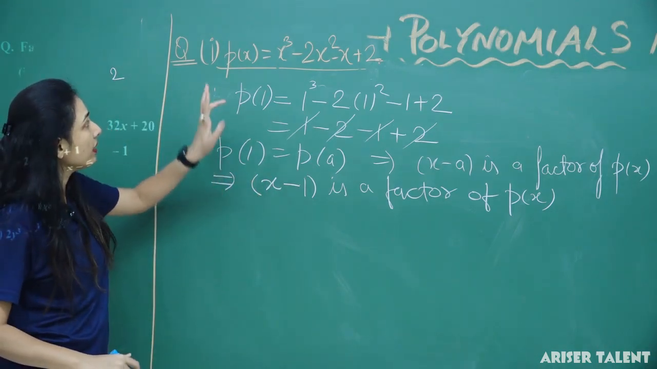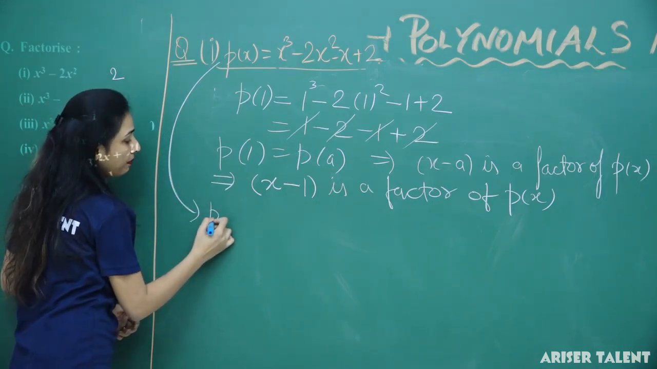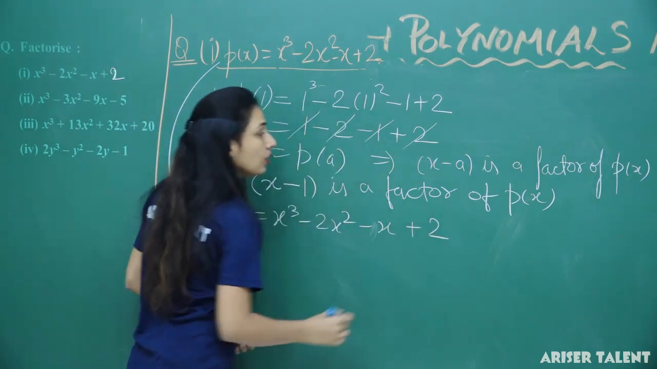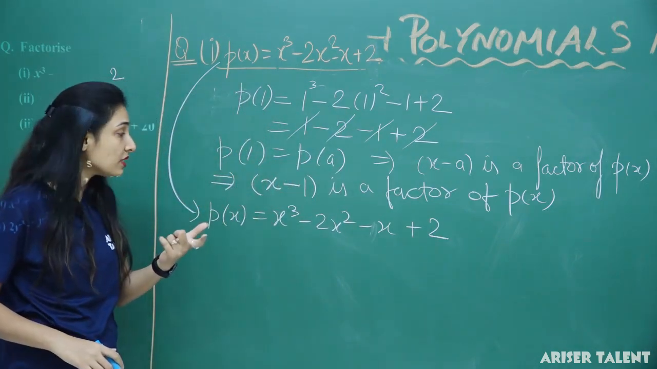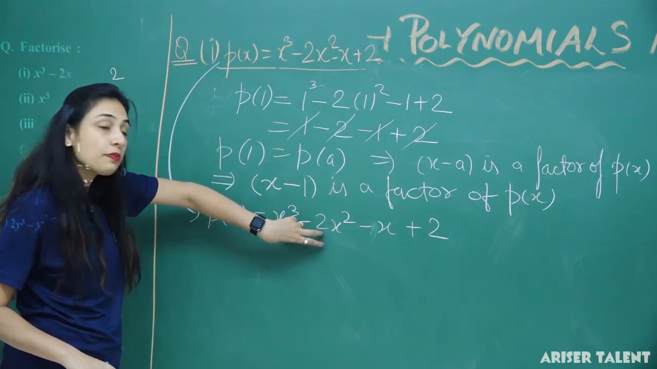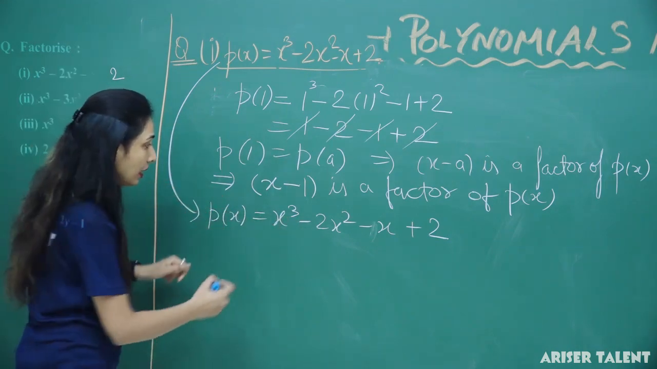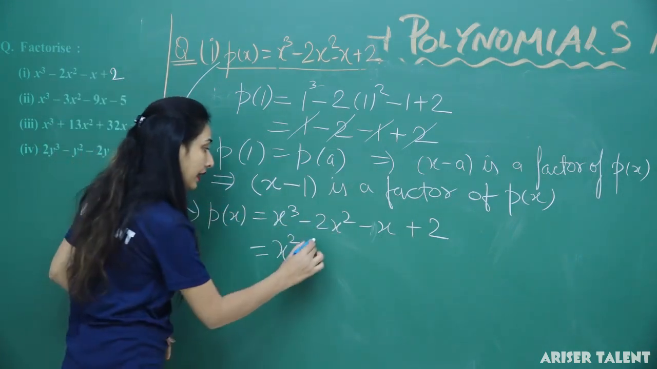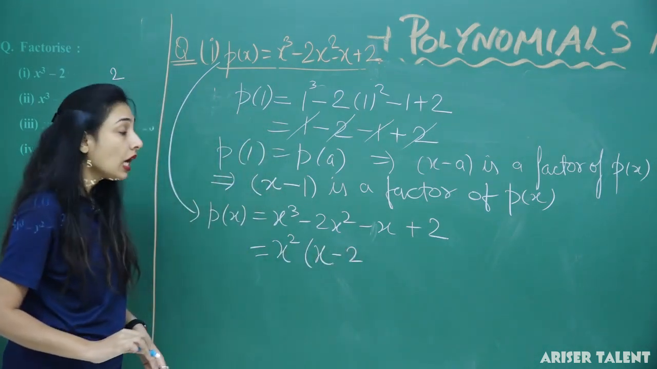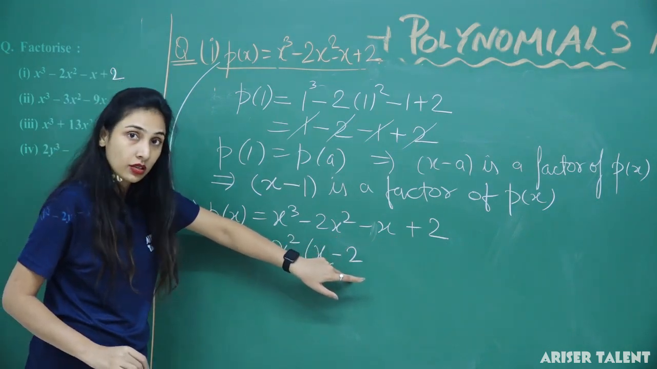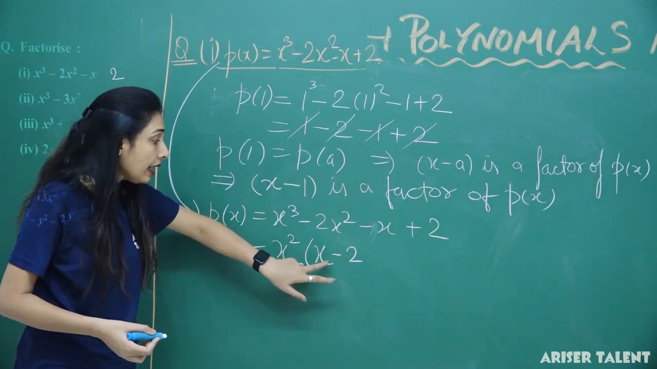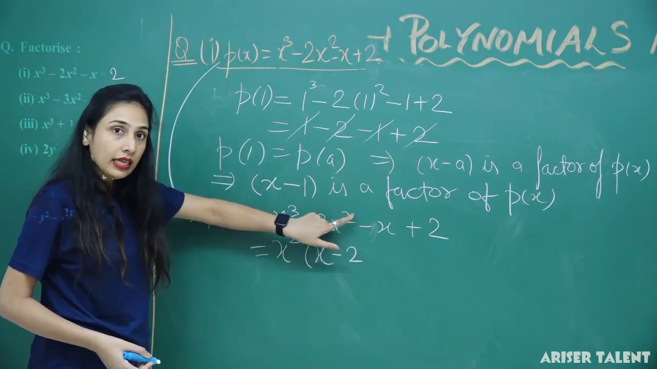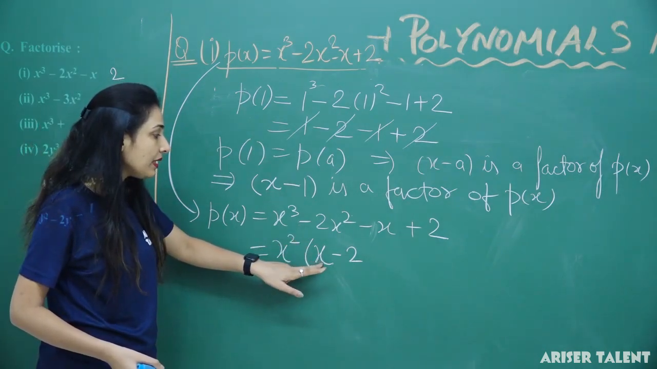Now I have to make it x minus 1. Now I will write P(x) as x cube minus 2x square minus x plus 2. Now x minus 1 is a factor, so I have to write it in such a way that I can have x minus 1 from here. If I take x square common from these two, I get x from here, but minus 2 from here. I do not need this minus 2, I need minus 1. So how will I change it to get x minus 1 here? If it is only minus x square here, then I will take x square common and I will be left with x minus 1.